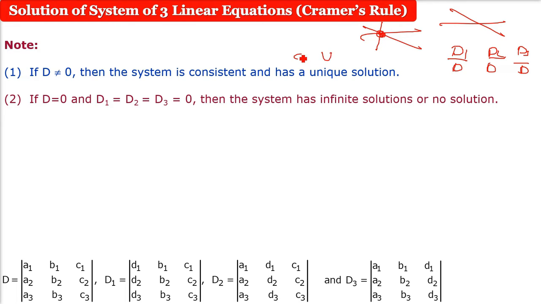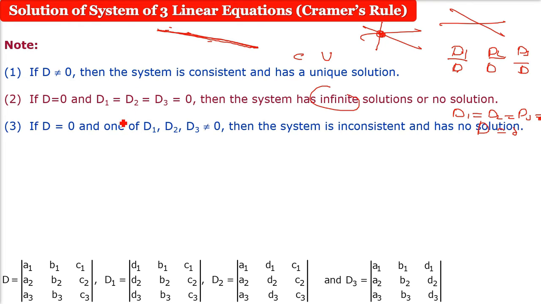What about when all of them are 0? D also 0, D1, D2, D3 also 0. So that means all these three lines are the same. So when the lines are the same, that means they are not just intersecting, actually, they are intersecting in infinitely many points, because all the three lines are the same. For example, x plus y plus z equals 3, and 2x plus 2y plus 2z equals 6. They both are the same.